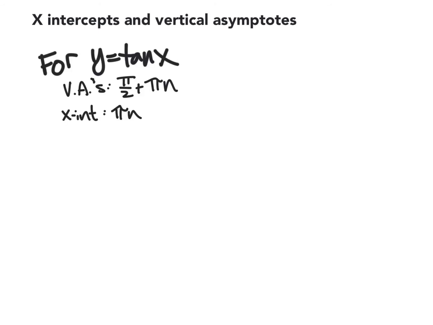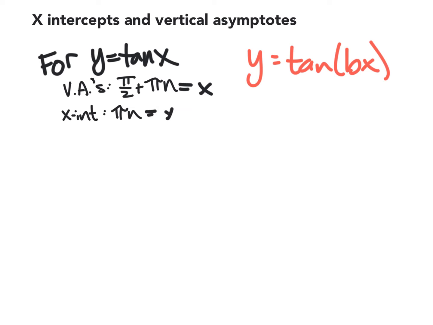Alright, so before we get into graphing, let's just talk about x-intercepts and vertical asymptotes, how we could find them just given an equation. So remember from earlier in the video, when y equals tan x, we have the vertical asymptotes here. So what about whenever y equals tangent of bx? Well, just remember that the vertical asymptotes and the x-intercepts are just x values. To find my x-intercepts and vertical asymptotes, I'm just going to set these equal to bx.